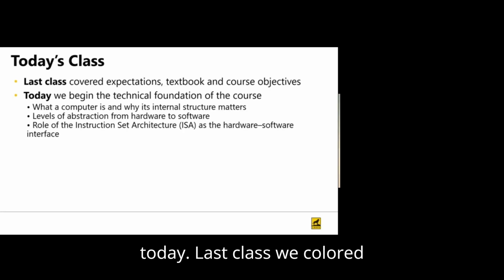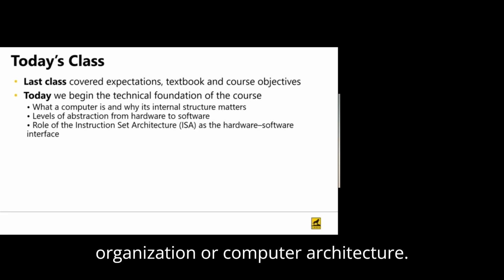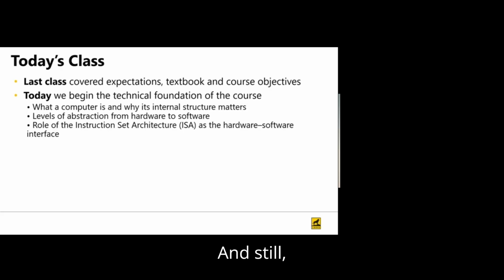Last class we covered course information, the logistics of the class, information about expectations, textbook, and objectives. And today we're going to start the introduction to computer organization, or computer architecture. We are still in chapter 1 of the book.